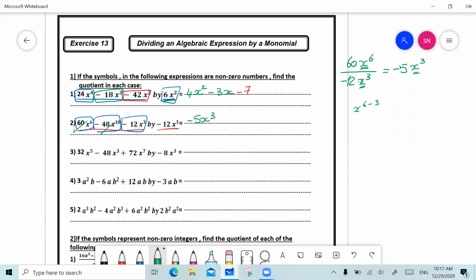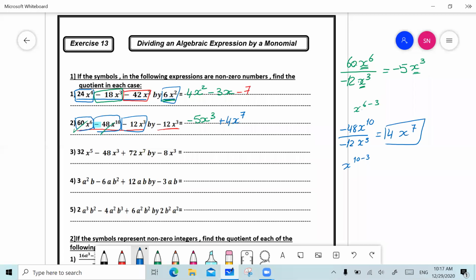I finished the first term. I'm going now for the second term. And don't forget, please, that the second term has a negative sign. So I will have negative 48x to the power of 10 divided by negative 12x to the power of 3. Negative 48 divided by negative 12 is equal to positive 4. And x to the power of 10 divided by x to the power of 3 is x to the power of 10 minus 3, which is equal to x to the power of 7. So the second term that I have in my quotient is positive 4x to the power of 7.